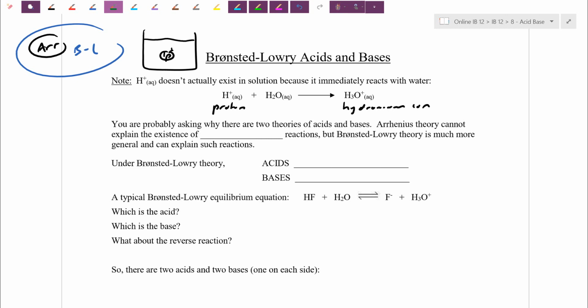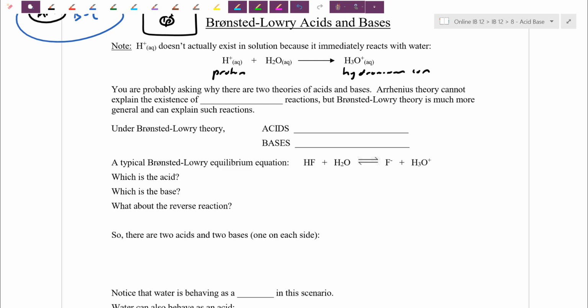Why are there these two theories of acids and bases? Why is it important? Arrhenius theory cannot explain the existence of acids and bases in non-aqueous reactions. So far we've been saying, oh, drop this in water. Does it release H plus? Acid. Does it release hydroxide? Base. But in this case, we can have chemicals that are not actually releasing H plus or hydroxide, but also have acid and base nature to them.